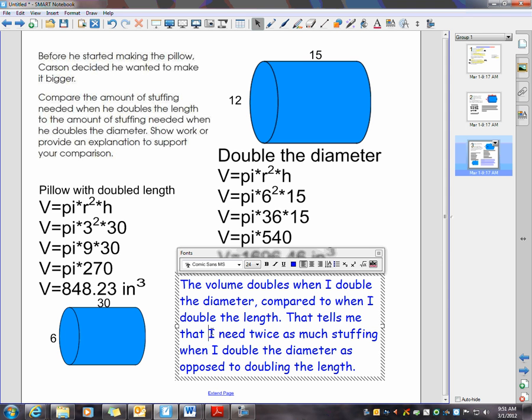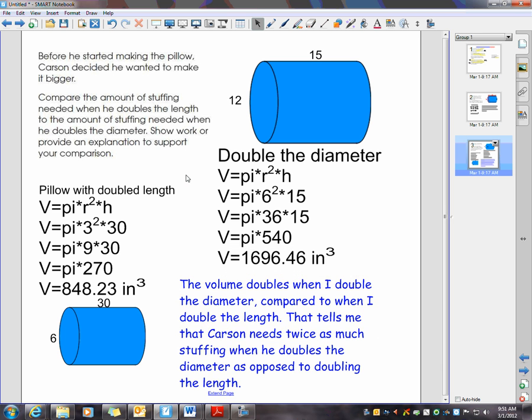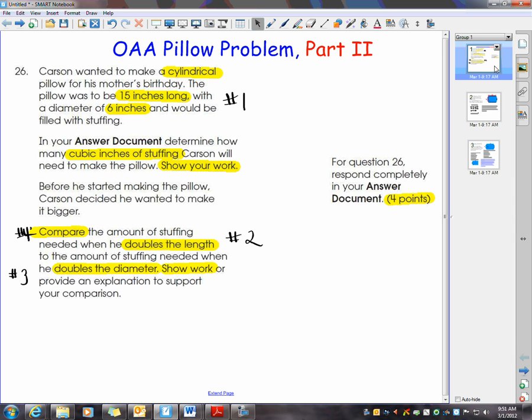That tells me that Carson needs twice as much stuffing when he doubles the diameter as opposed to doubling the length. So that is how we complete this problem. Now, before you finish the problem, you should really go back and double check to make sure that you answered all 4 parts. So I'm going to go back to my original slide that showed all parts of the problems and make sure that I answered all of them completely.